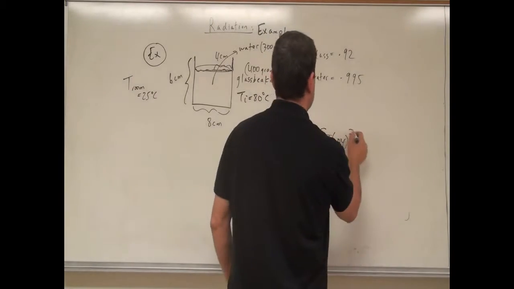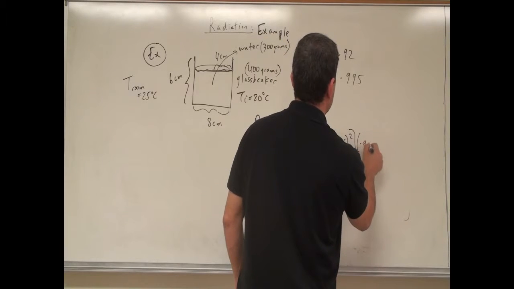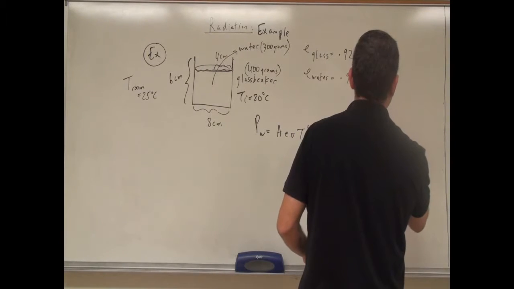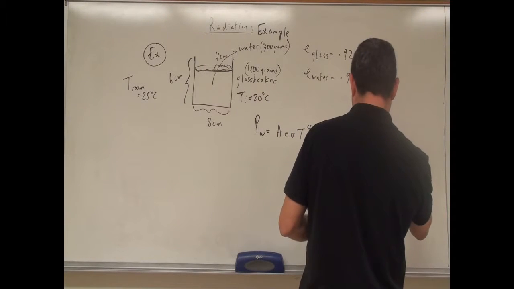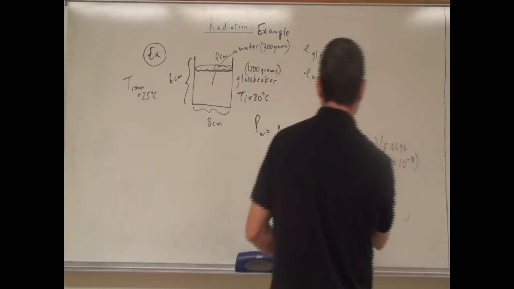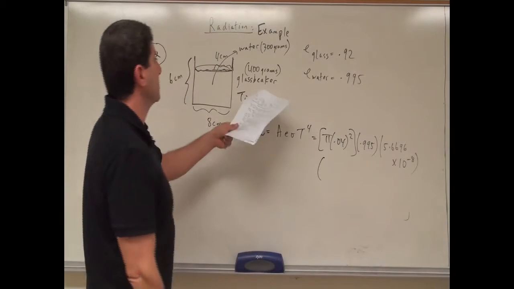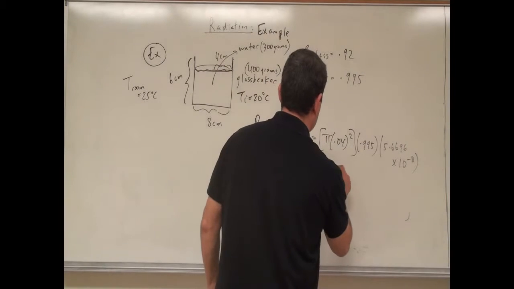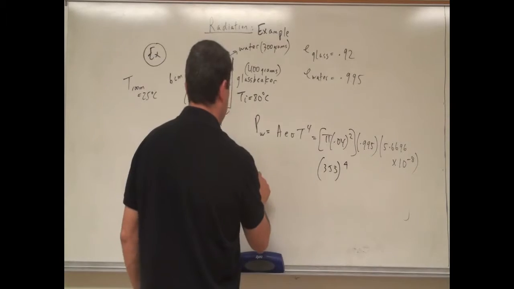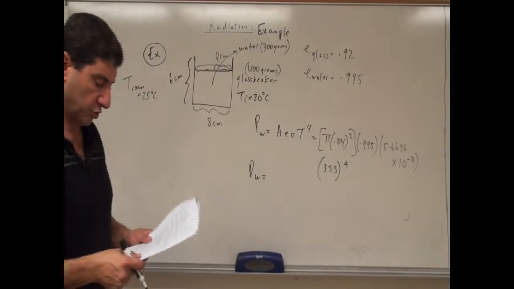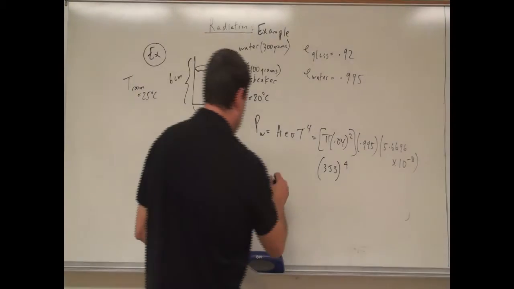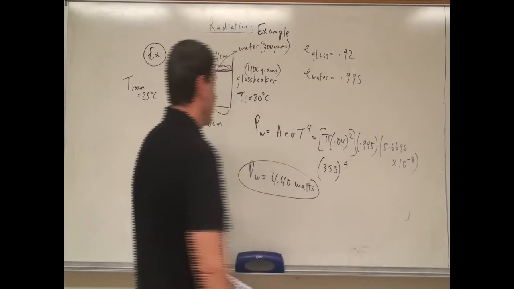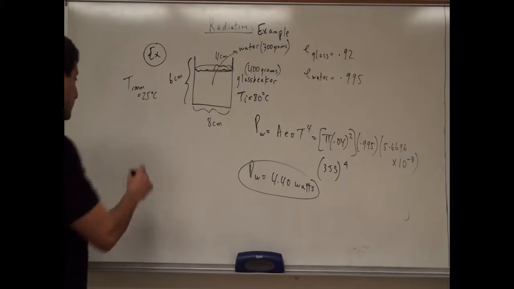Then we're going to multiply that by the emissivity, which is 0.995. Then we're going to multiply that by the sigma, which is 5.6696 times 10 to the minus 8. And then the temperature of the water is, since it was 80 Celsius, add 273 to that, you get 353 to the power 4. And the power of the water, when you calculate all of that, you get 4.4 watts. Okay?